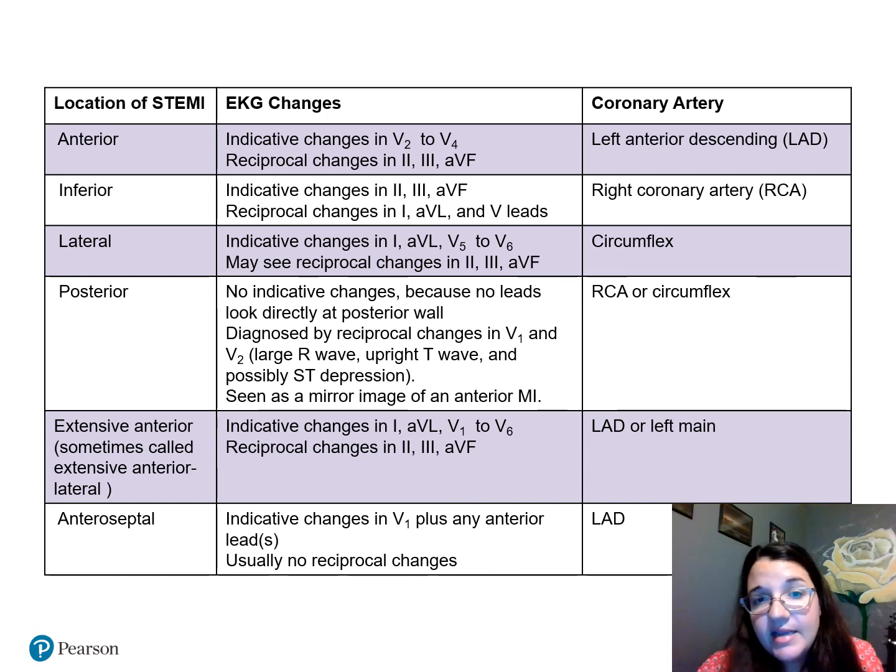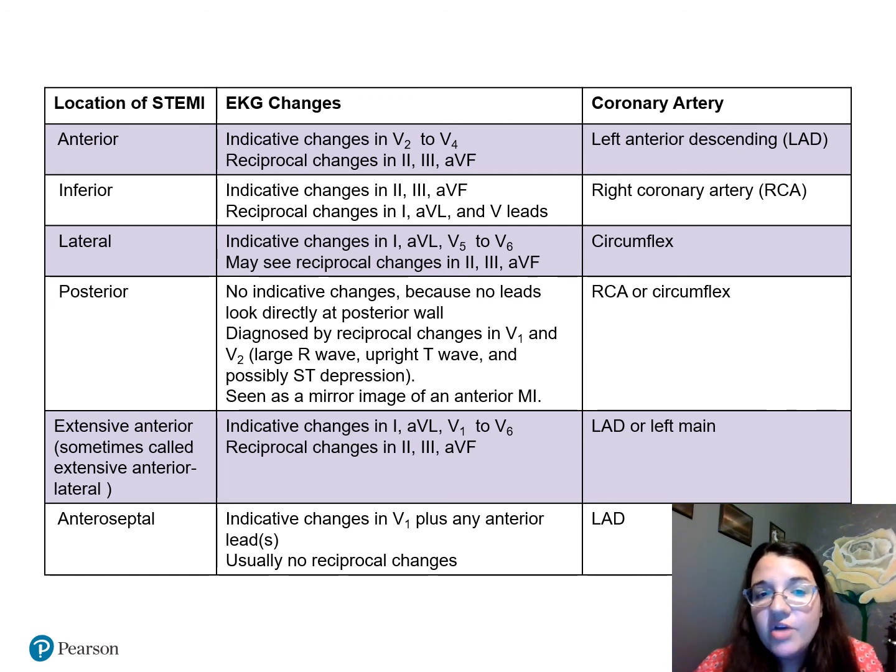Inferior is going to be changes in 2, 3, and AVF. Reciprocal is in 1, AVL, and your V leads. And you're going to have a right coronary artery who feeds it. Lateral indicates changes in 1, AVL, and V5 to V6. Reciprocal is 2, 3, and AVF. And your circumflex feeds the lateral wall.